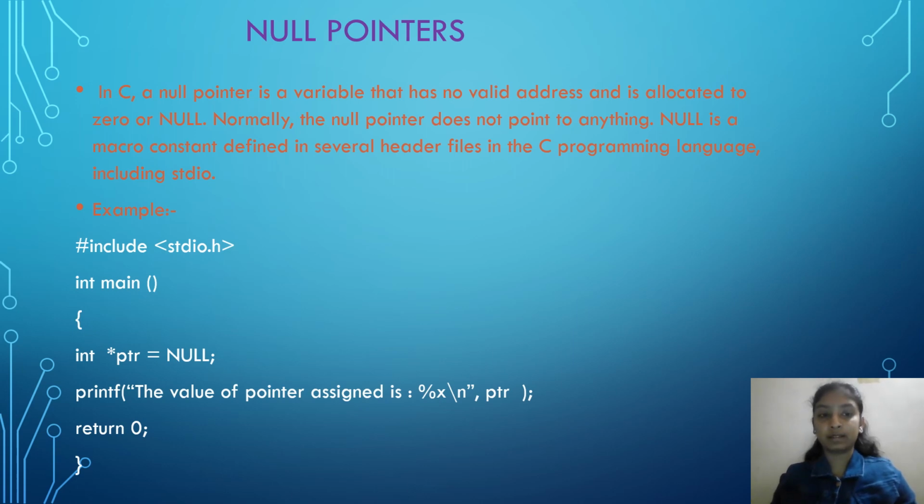Null pointers. In C, a null pointer is a variable that has no valid address and is assigned 0 or NULL. Normally, the null pointer does not point to anything. NULL is a macro constant defined in several header files in the C programming language. It includes stdio.h. For example, we use #include <stdio.h>, then the main function, int main, and then int *ptr = NULL. It will print the value of the pointer assigned.